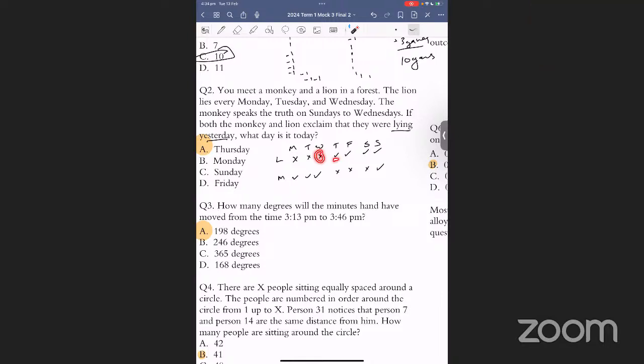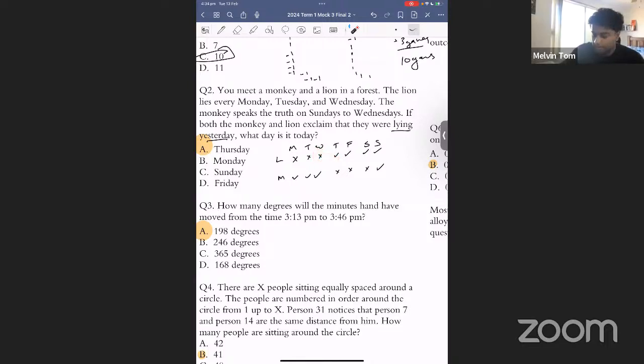on Wednesday, did the lion lie? Yes, he did. The lion lied on Wednesday. But then on Thursday, he's saying the truth. So that statement makes sense. Do you guys understand? Melvin, I don't really understand.